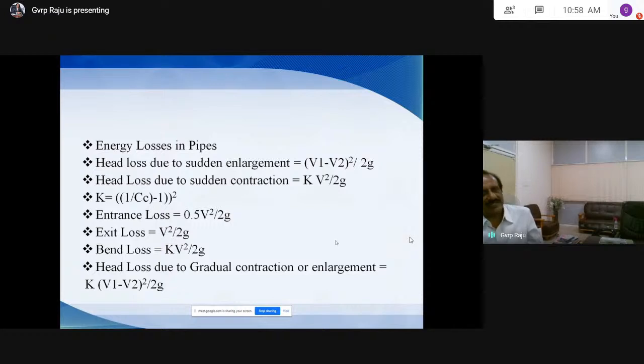Then the other losses. Suppose the pipe is a short pipe. We have a number of losses there. I am listing them out now. So one is head loss due to sudden enlargement.